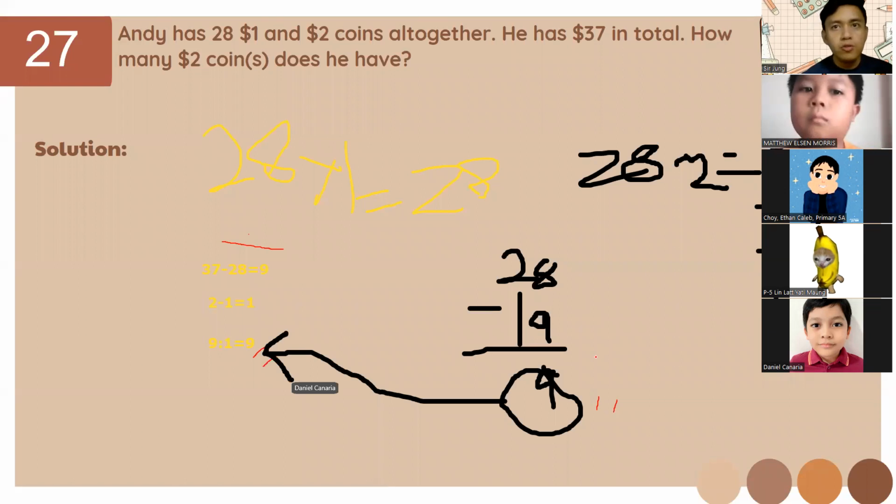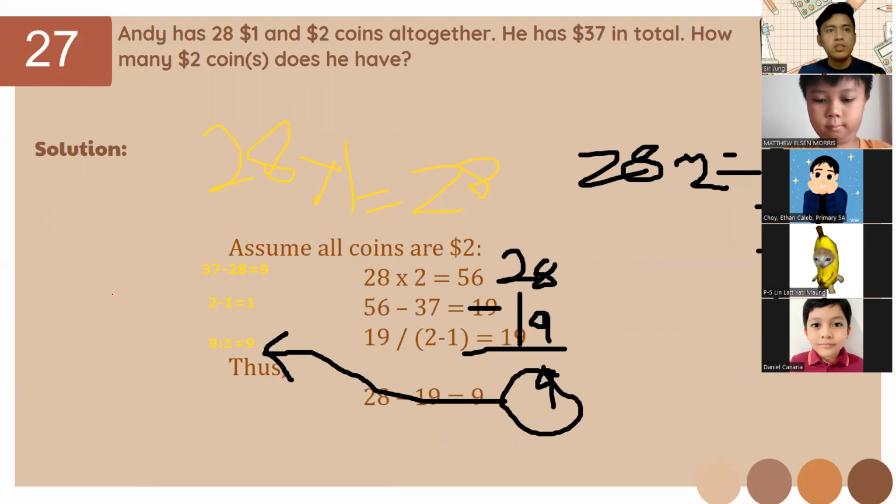So both solutions are correct. Thank you, Mr. Matthew and Mr. Daniel, for sharing your solutions. You assume all coins first, just like what Mr. Matthew did, all coins are $1 and all coins are $2. Any questions regarding this problem? Thank you for sharing your answers also in the chat. So the answer here is 9. We will proceed to number 28 if no more questions.